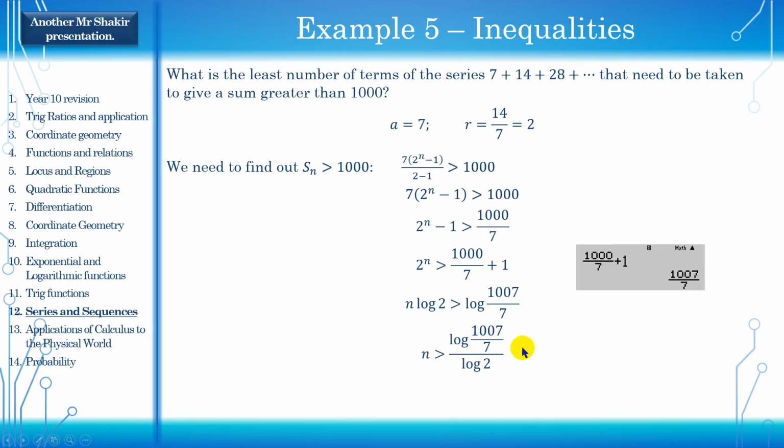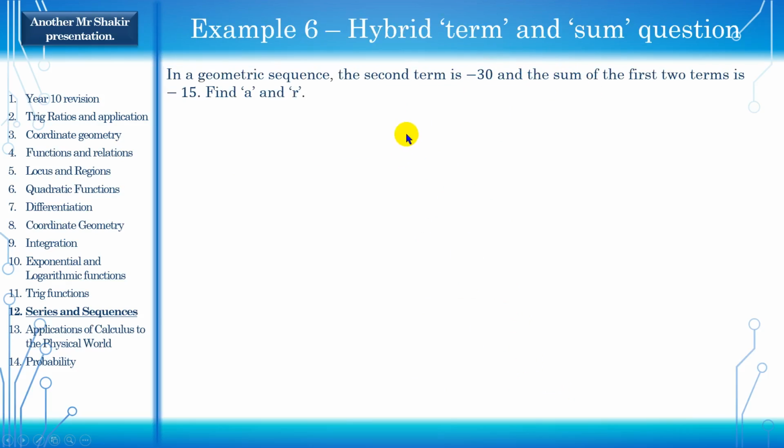And yeah, put it in my calculator. You get N is more than 7.168. Therefore N is going to be 8. You need 8 terms of this sequence such that the sum will become more than 1000. Alright, so a hybrid term and sum question, example 6.